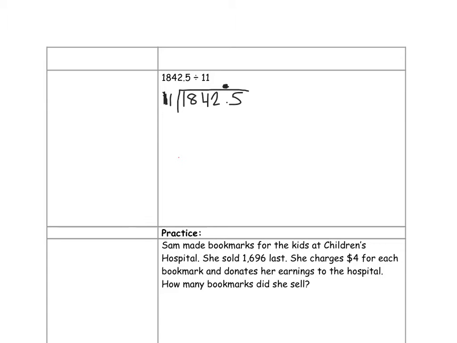So let's start dividing. So 1 divided by 11, that'll give us a decimal, so let's move over to the next space. 18 divided by 11. Sure, we can do that. Because 11 times 1 is 11. So let's subtract. 8 minus 1 is 7. So let's do the next step. Bring it down.